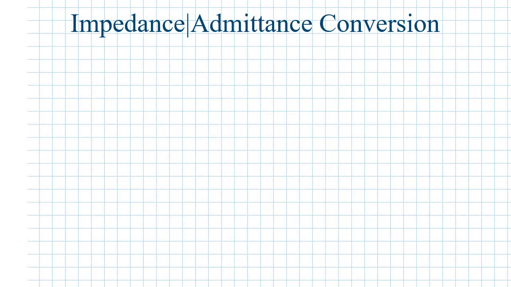Hello. Today I'd like to talk a little bit about impedance admittance conversion, which is really just going from Z to Y given a particular value for one or the other. The reason that it's a little bit interesting to look at is we can look at the values directly on the Smith chart and see what that looks like as well.